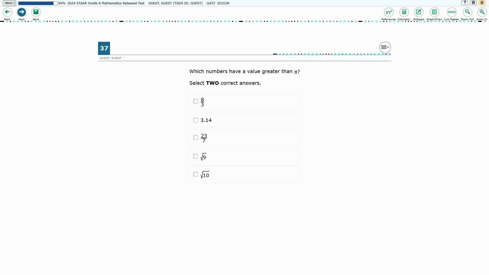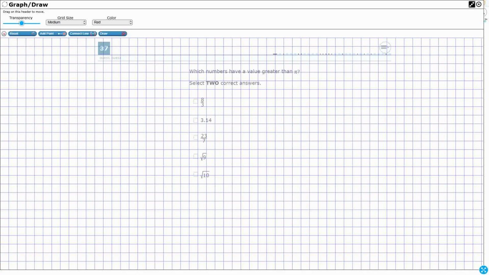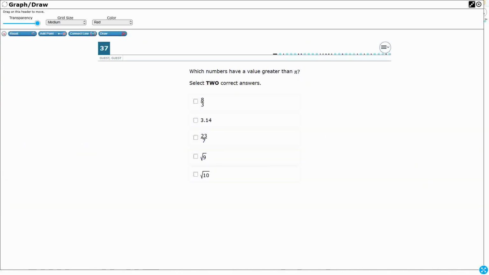For number 37, we are ordering numbers. This is 8.2D, and this is a multiple select. We need 2 correct answers here. We are looking for numbers that have a value greater than pi. Okay, so I'm going to go ahead and just put our equivalency for pi. It's equivalent to 3.14. And so we can just put that right there.